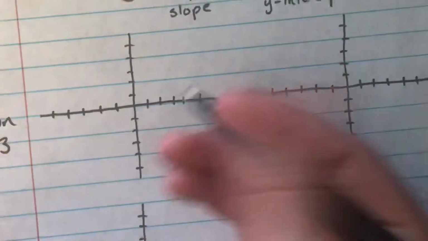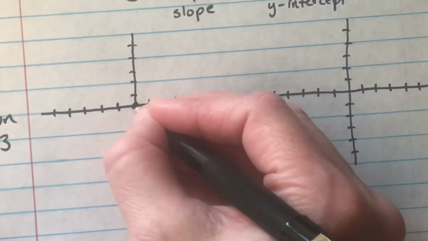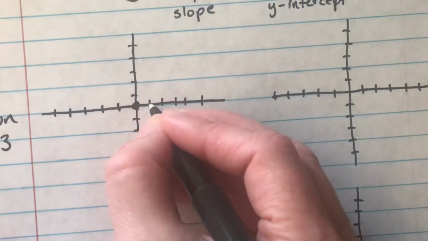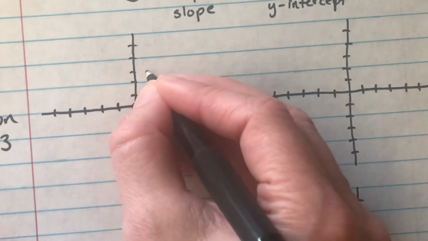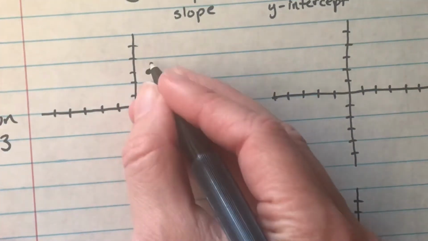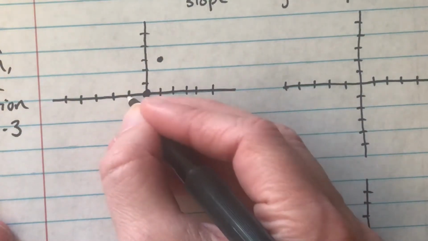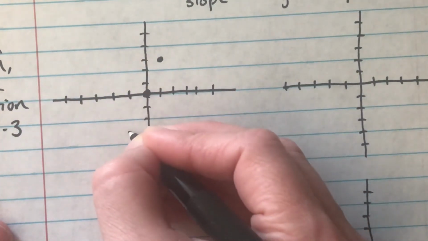All right, and so the first thing we're going to do is look at a graph. So I want you to put a point at 0, 0. I want you to put a point at over 1 up 3. So a point at 1, 3. And then I want you to put a point at negative 1, negative 3. So over negative 1, 1, 2, 3. It's going to be like this.